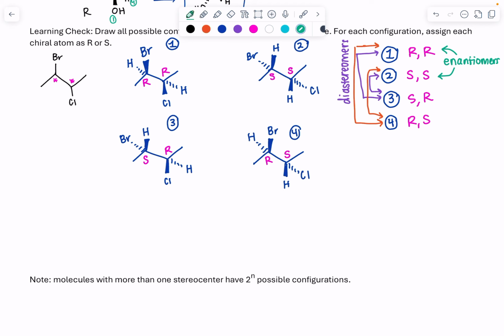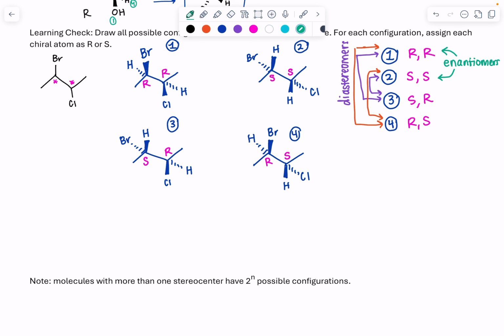If you look at 3 and 4, compare how chirality has changed. The first chiral atom bonded to bromine, if you start with 3 and then go to 4, was S, and then in 4 is R. The second chiral atom, the one bonded to chlorine, in 3 is R, in 4 is S. Between 3 and 4, each chiral atom has changed configuration, so these are also enantiomers. Now this is all the possible configurations.